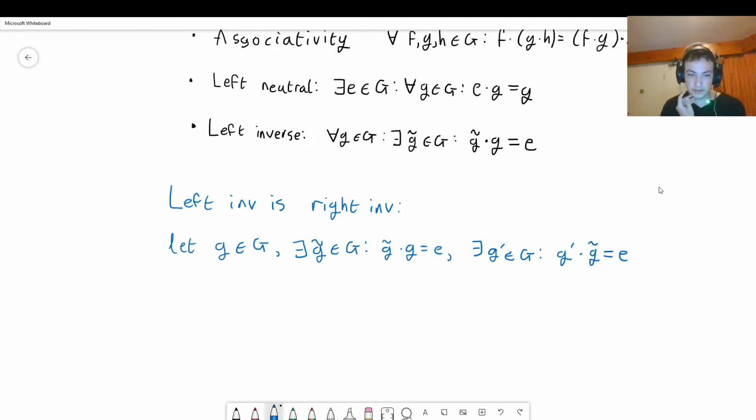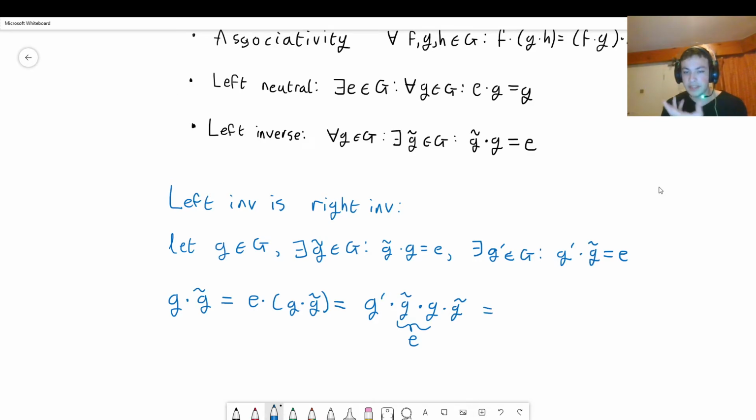So this means that G dot G twiddle, if we're using it as a right inverse, is equal to E dot G twiddle, because we can apply our left inverse. And so this is equal to, using this definition of E here, G dash dot G twiddle dot G twiddle, because we can drop the brackets by associativity. And this is obviously E again by definition, which we can then remove, so we get G dash dot G twiddle, which is E. Okay, so our left inverse is also our right inverse.